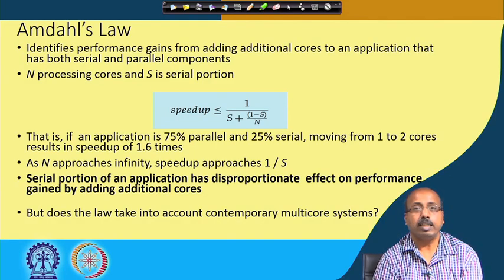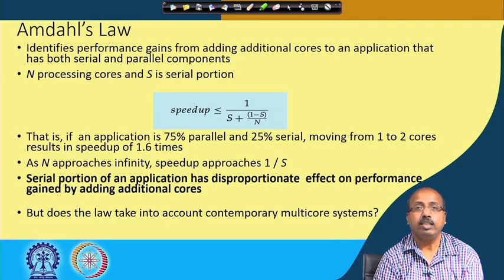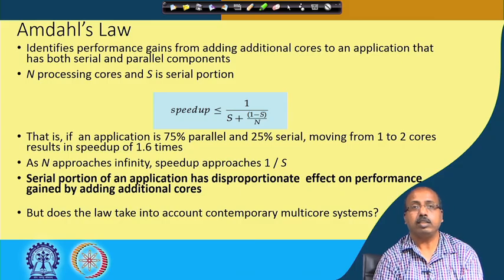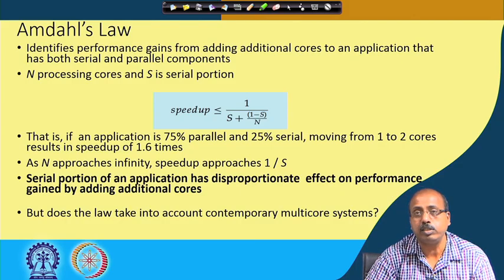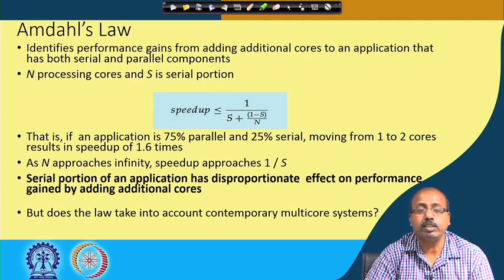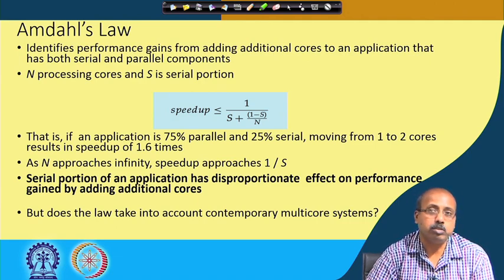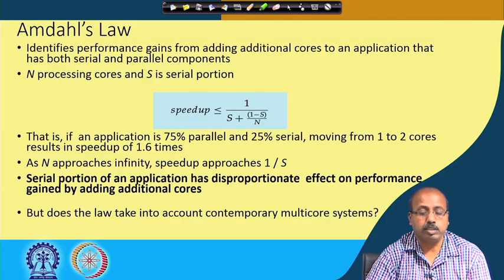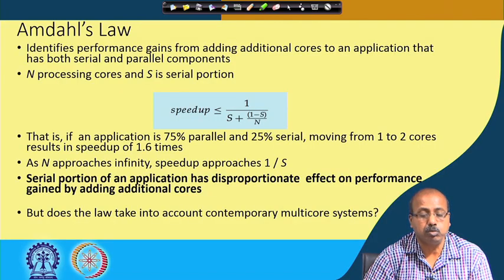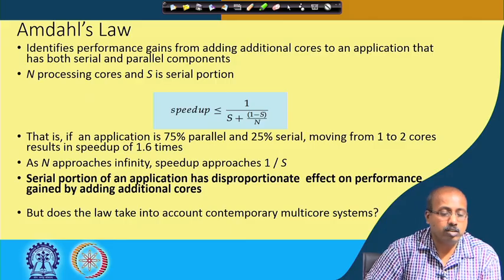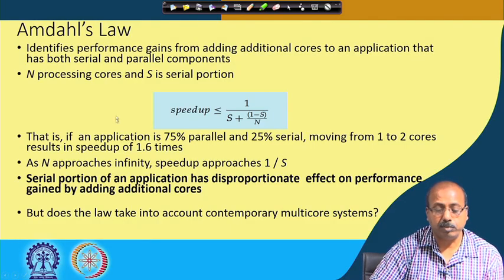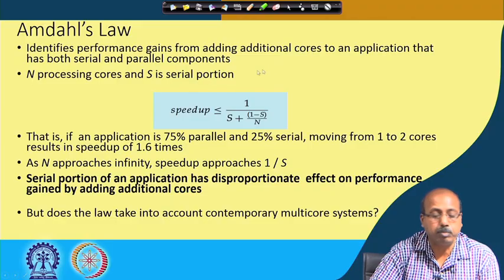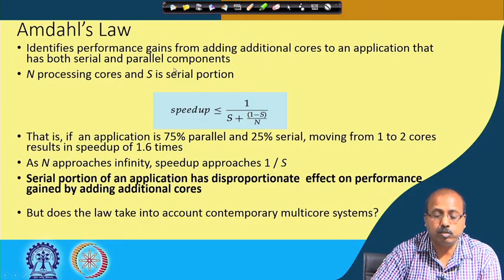That is the expectation, but unfortunately, if you look at any program, the entire part of it cannot be done parallelly. There will be some part of it which is inherently sequential, so you cannot parallelize that, and there are some portions which can be parallelized. Only the portions which can be parallelized can be given to parallel cores, and that way you can get performance improvement. This is Amdahl's law. It identifies performance gains from adding additional cores to an application that has both serial and parallel components.